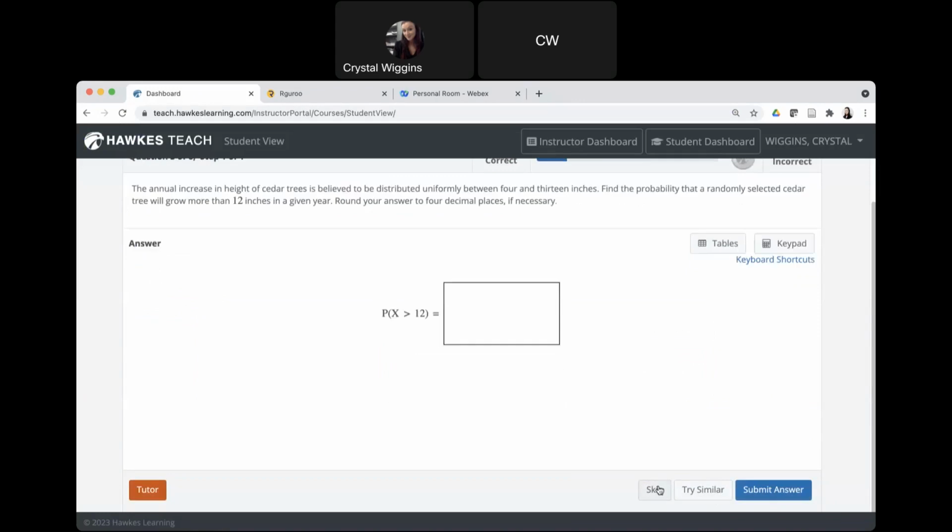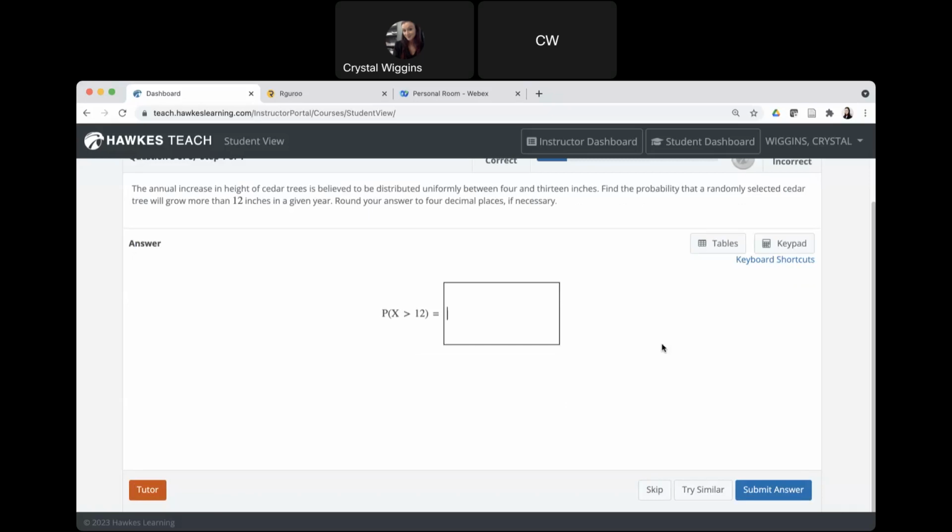Now let me show you how to take a look at these probability problems. I want to show you how to do this out by hand so you get the idea and the concept and you can visualize what's happening for these uniform distributions. And then I will show you how we can use our Rguroo to calculate these probabilities.